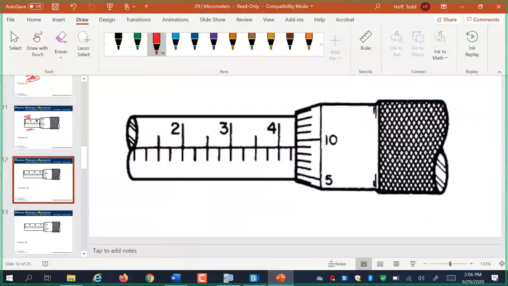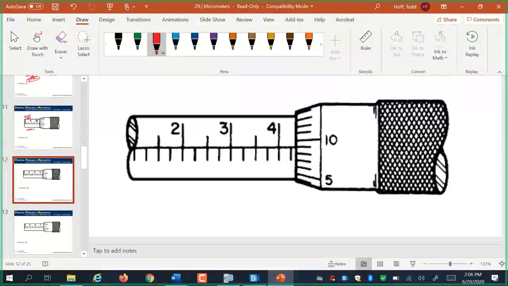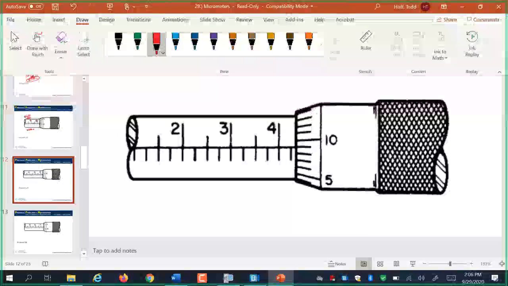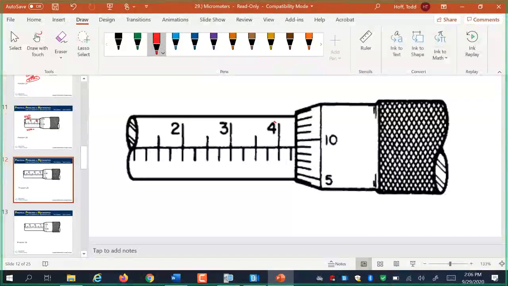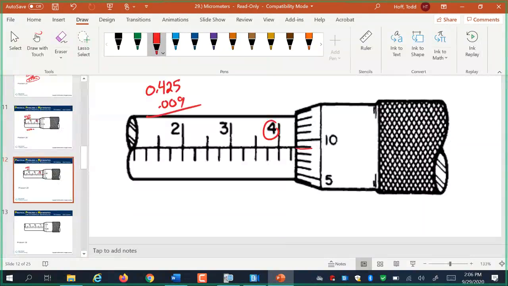This one here, I'll give you a second to read it, and then we'll go over it. This is 0.425. Then the thimble is reading 9, so 0.009. That is 0.434 inches.